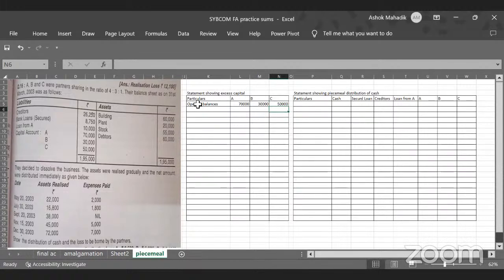This statement is prepared to decide the order of payment among the partners, because all the partners don't bring their capital in proportion to the profit sharing ratio. So we have to see which partner has contributed more and which has contributed less as per PSR. Okay, so to decide the order amongst the partners, this statement is prepared. Now, if you look at the balance sheet liability side, we see that apart from capital, there are 3 liabilities. Creditors, bank loan which is secured, then loan from A.